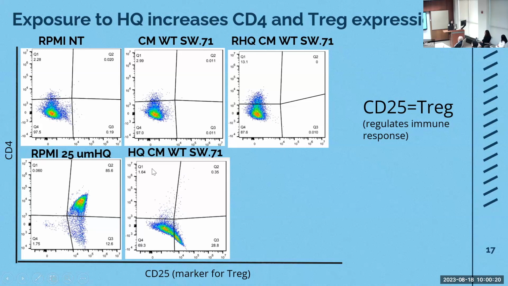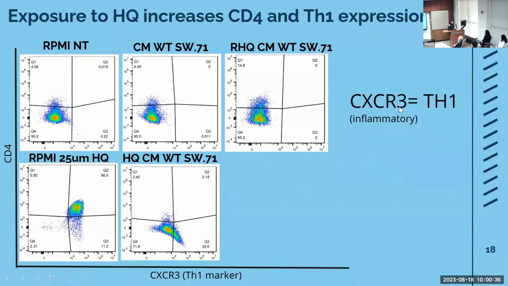When we add hydroquinone into the conditioned media, we see a shift towards single positive for CD25. When we actually remove the hydroquinone from the media, we only see a single positive shift towards CD4. We also looked at CXCR3, which is a Th1 marker, and again, Th1 is inflammatory.